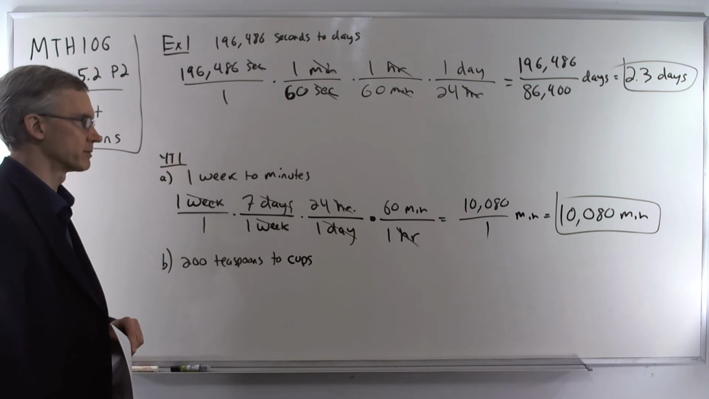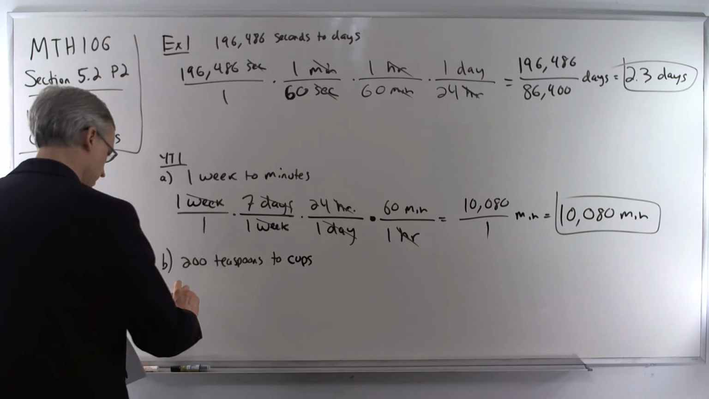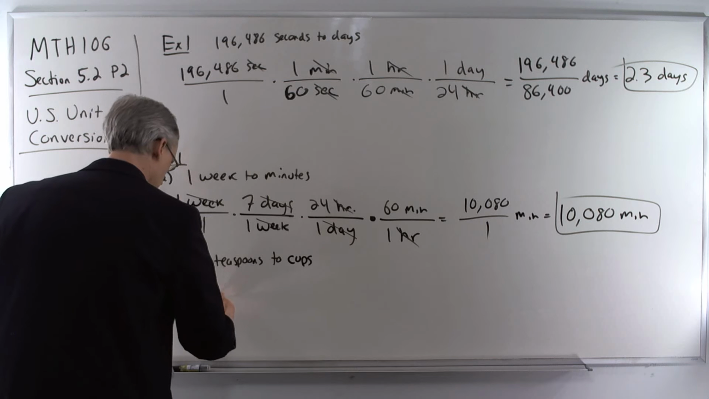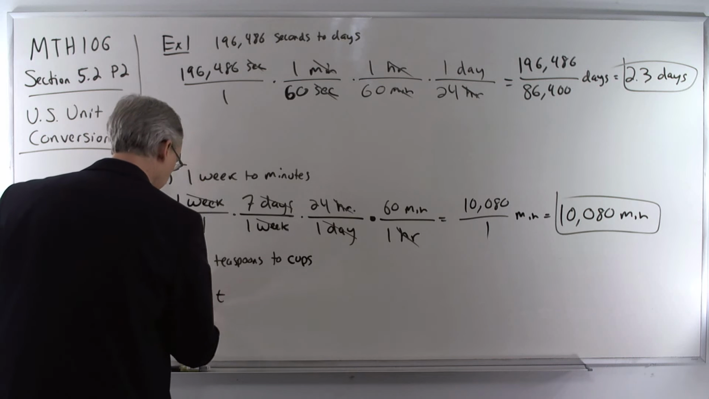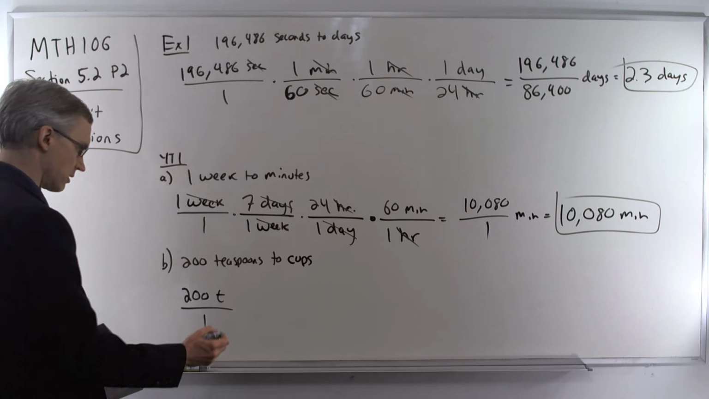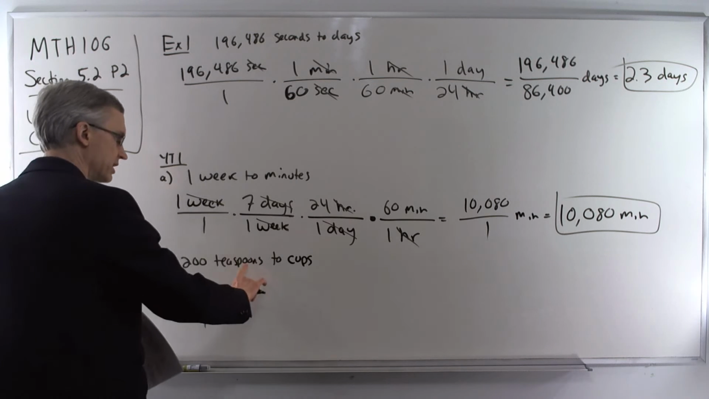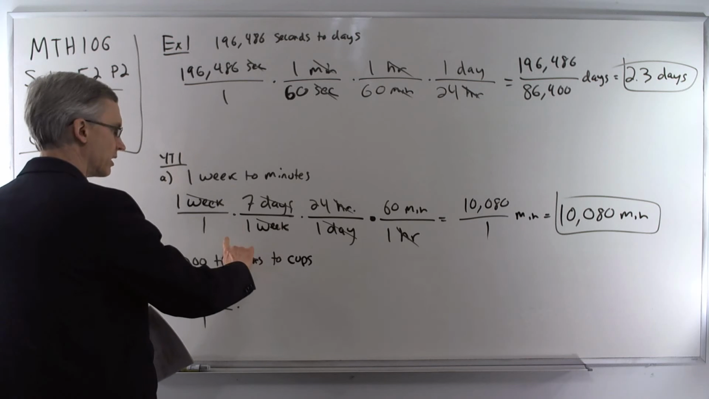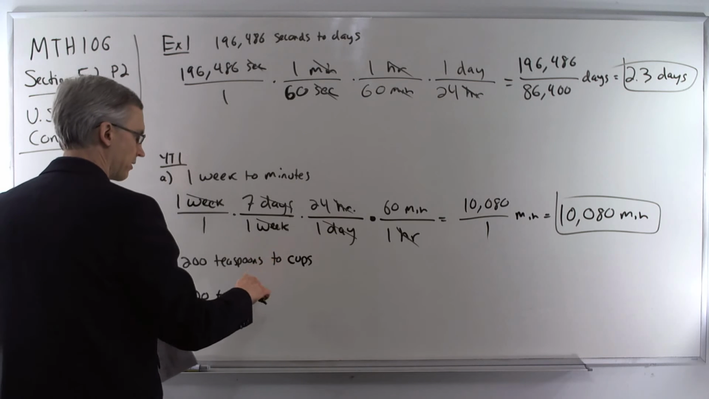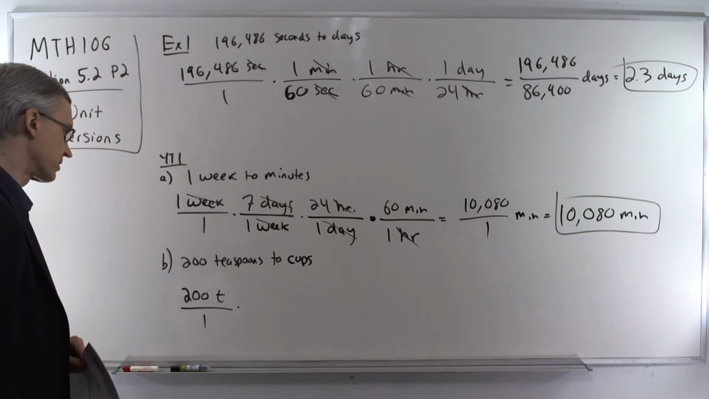Some weeks seems like there's a lot fewer. Part B, 200 teaspoons to cups. Symbol for teaspoons is t. So 200 t over 1. We've got to trace a path from teaspoons to cups. We're going to go from teaspoons, tablespoons, and then to fluid ounces, and then to cups. So 3 steps.